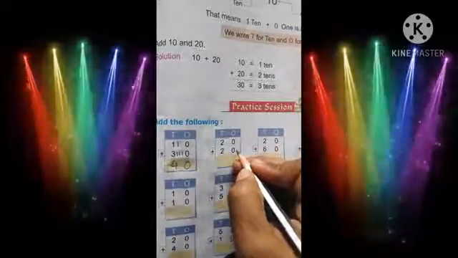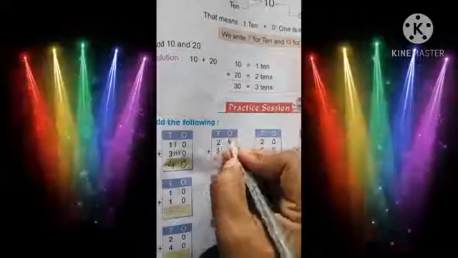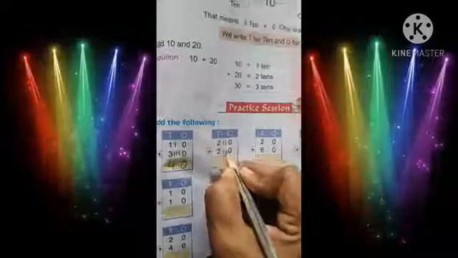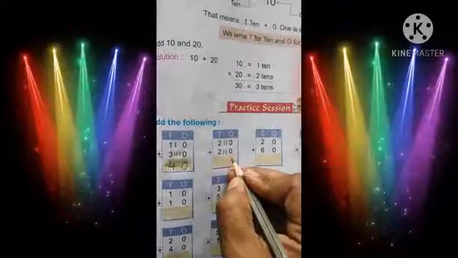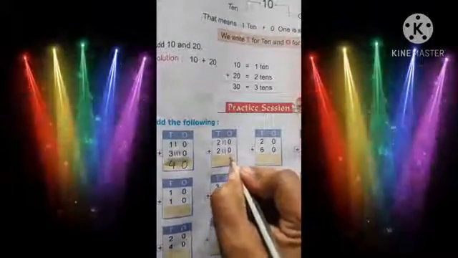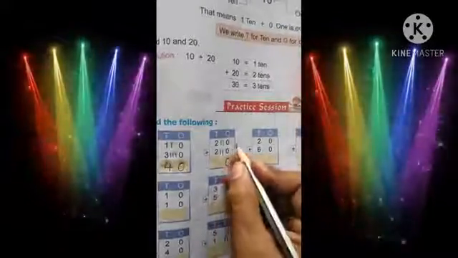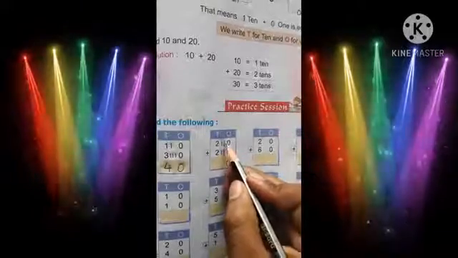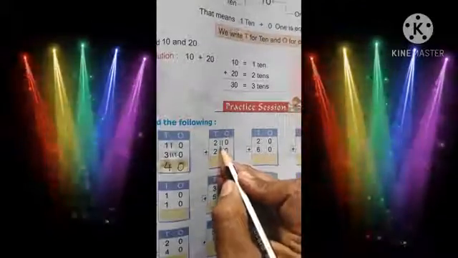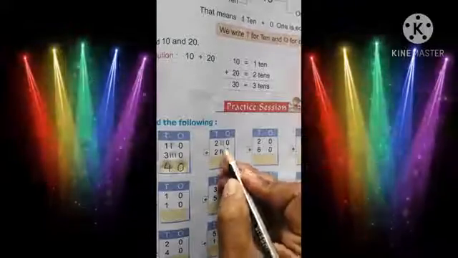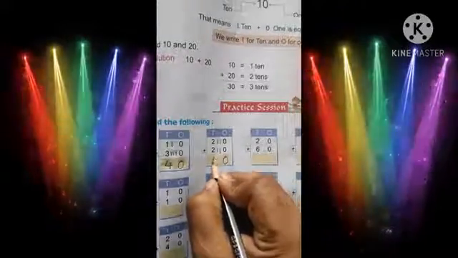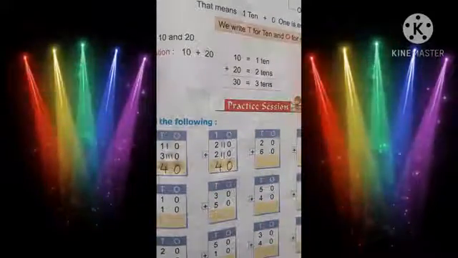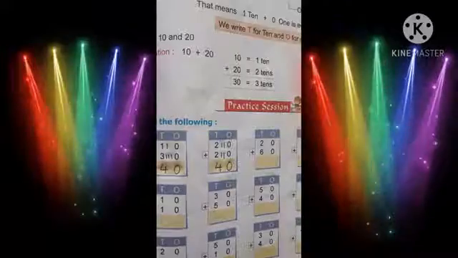For 0, we will not draw any line, and for 2, we will draw 2 lines. And for this 2, we will again draw 2 lines. 0 plus 0, we will get 0. Okay, there are not any lines, so we will write here 0. And the sum of all these lines, 1, 2, 3, 4, is 4. So again we will get 40. Okay, like this. One more question we will do.